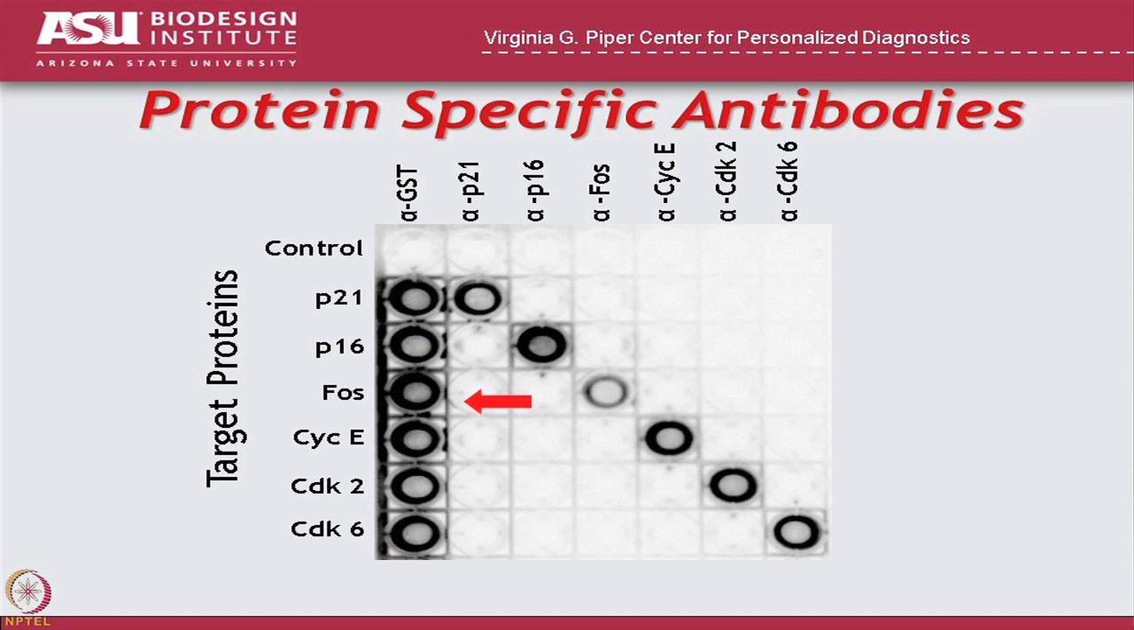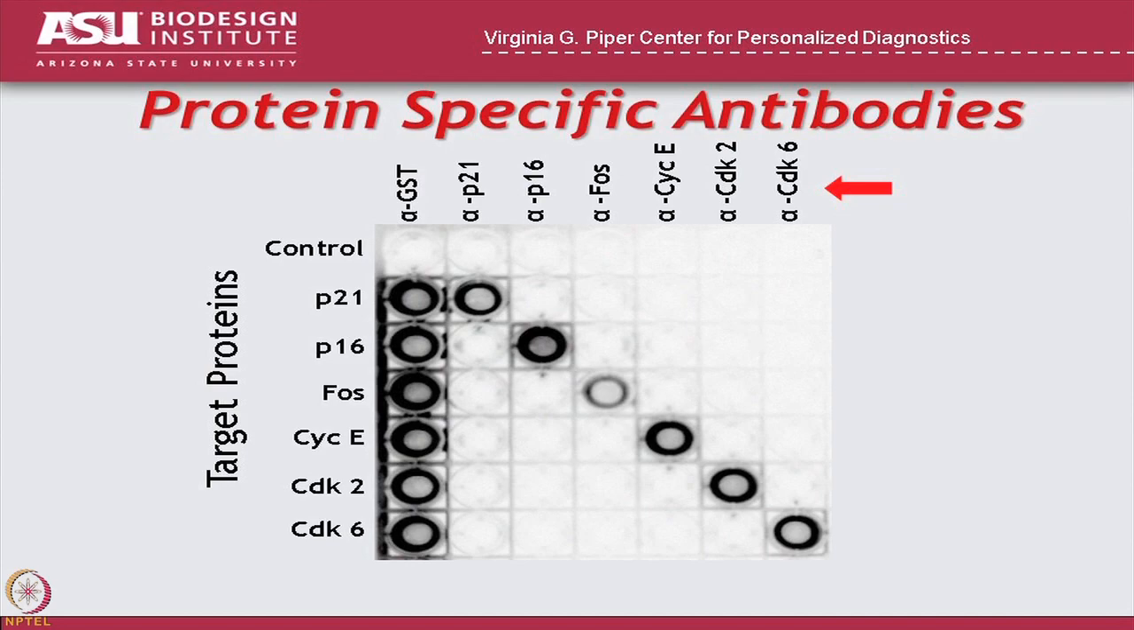If we make the protein in these wells and we probe them with an antibody that recognizes the tag, they all light up. But if we probe them with antibodies that are specific to each individual protein, then only the P21 lights up at P21, only the P16 lights up at P16, only the FOS, and so on and so forth. So depending on what you use as your antibody, you only get that signal.